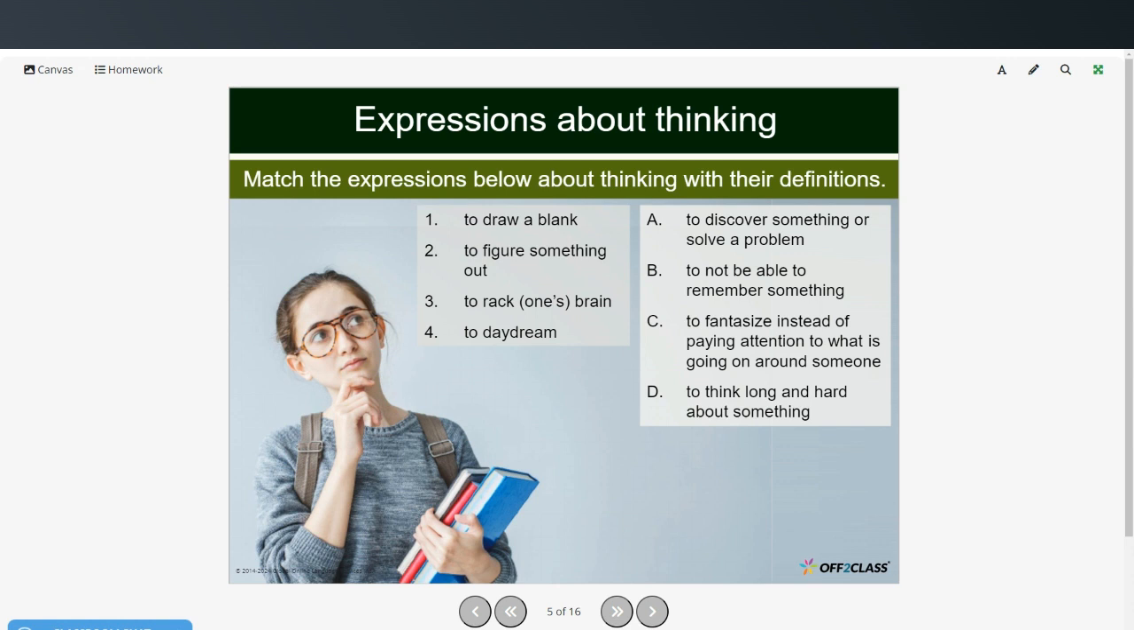Right, to discover something or to solve a problem. Well, that goes with number 2, to figure something out. To not be able to remember something is to draw a blank. To fantasize instead of paying attention to what is going on around someone is to daydream. And to rack one's brain is to think long and hard about something.